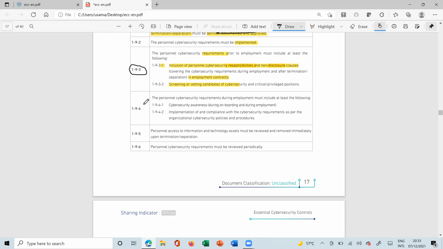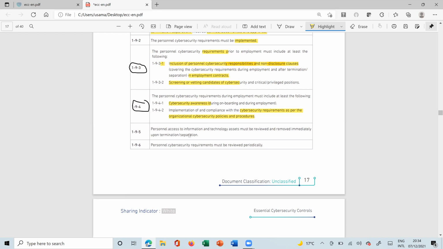Then when we come to control number 4, which is during employment, you have to provide him the cybersecurity awareness. This is very important. And you have to implement and comply with cybersecurity requirements as well, in the form of policy and procedure. We have to explain to them what is required in the form of policy, for example, a policy for acceptable usage of resources, or of the internet, or the email, or encryption, or the data, or whatever. These are the information which he must have very clear in his hand in the form of procedures and policies.